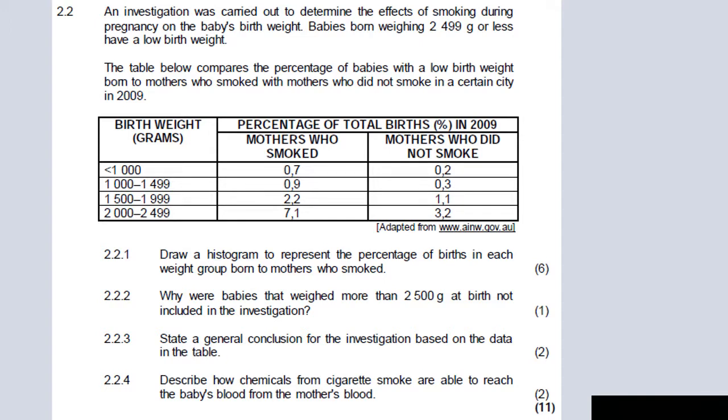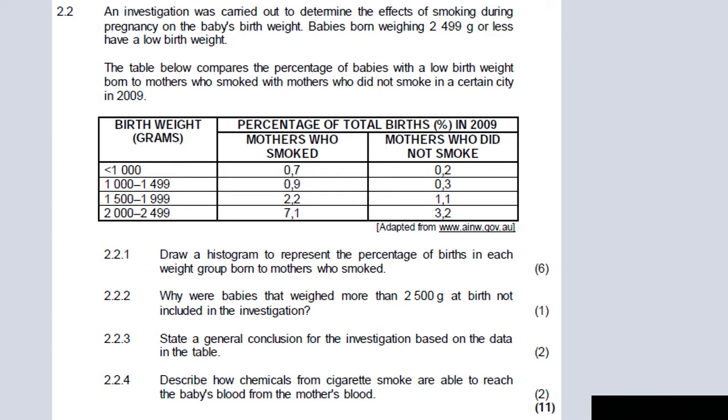2.2. An investigation was carried out to determine the effects of smoking during pregnancy on the baby's birth weight. Babies born weighing 2,499 grams or less have a low birth weight. The table below compares the percentage of babies with a low birth weight born to mothers who smoked with mothers who did not smoke in a certain city in 2009.